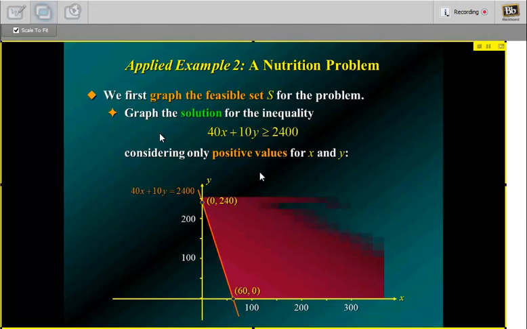So what about the feasible region? Does the feasible region go towards the origin or outward from the origin? What do you think?